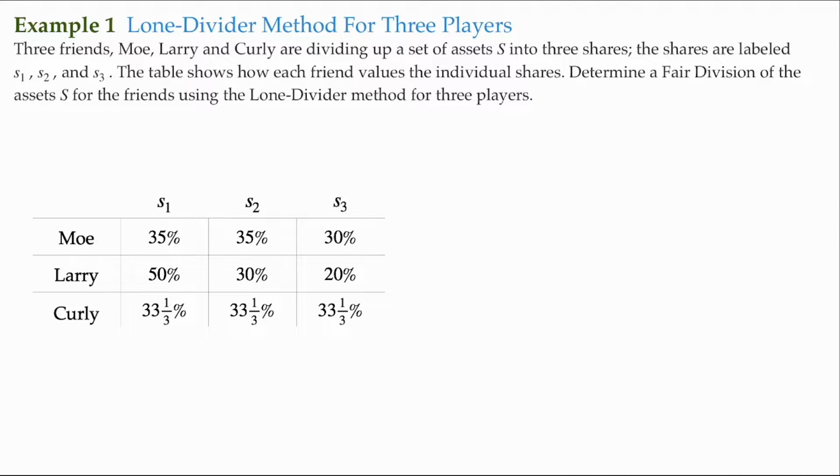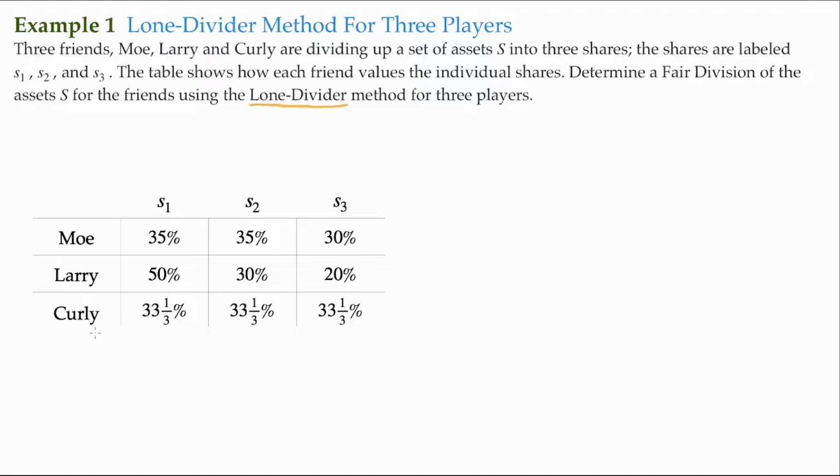It says, 3 friends, Mo, Larry, and Curly, are dividing up a set of assets, S, into 3 shares. The shares are labeled S sub 1, S sub 2, and S sub 3. The table shows how each friend values the individual shares. Determine a fair division of the asset S for the friends using the lone divider method for 3 players. Now, the lone divider method is pretty much exactly as the title states. There's a single lone divider, and then the other players are the choosers.